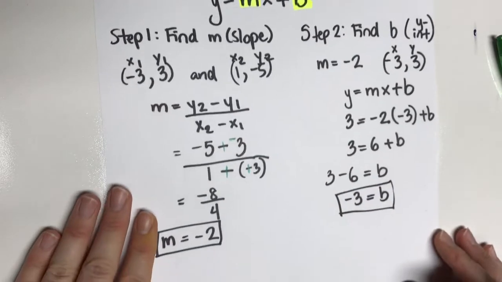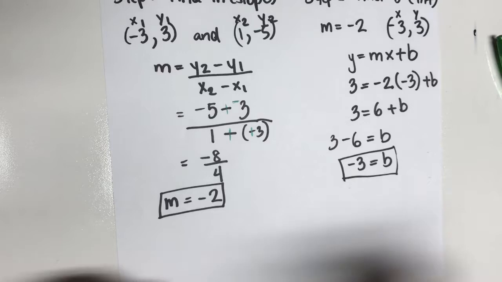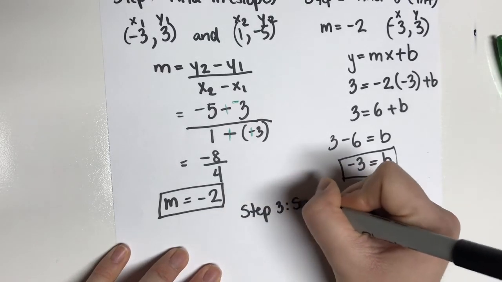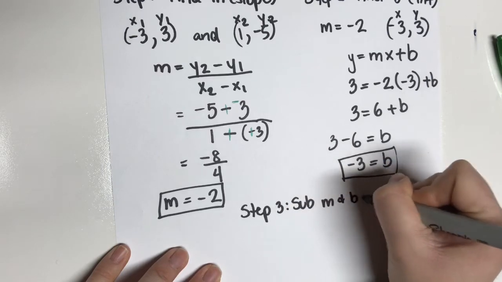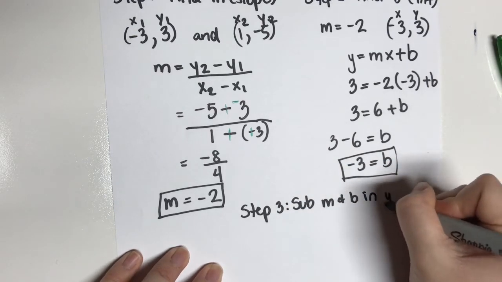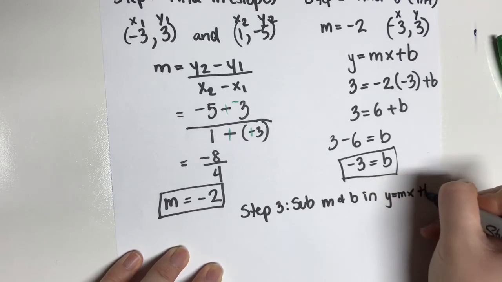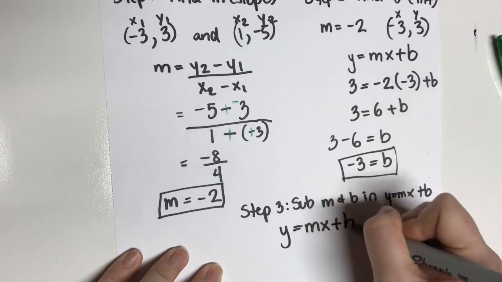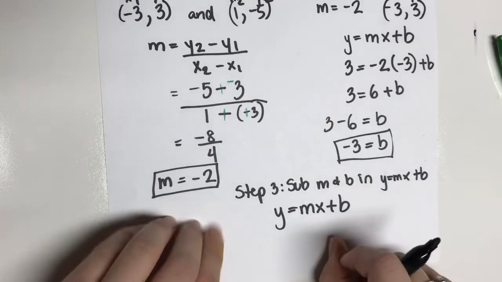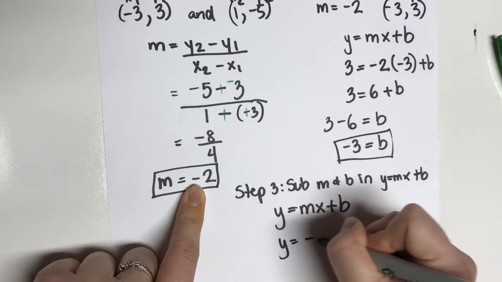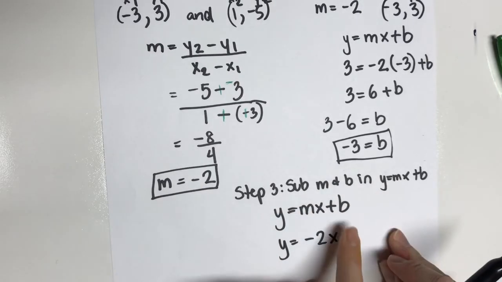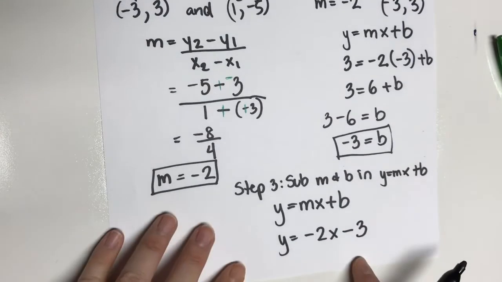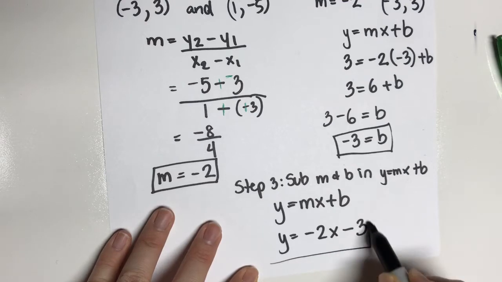So now that I have my slope and my y-intercept, step 3 is to substitute the slope and the y-intercept in the equation y equals mx plus b. So that's my equation, and instead of m, I'm going to write -2. And instead of b, I'm going to write -3. Notice I didn't write plus -3, I just wrote -3.